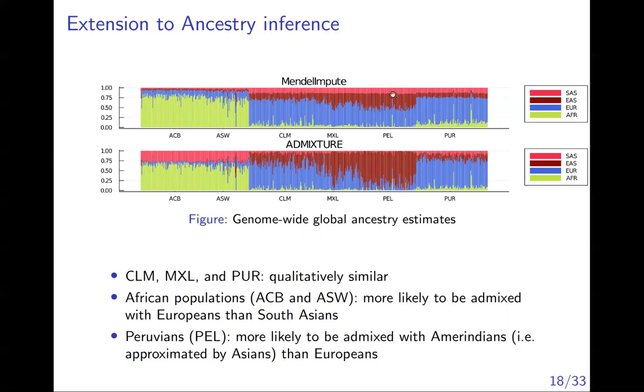But also for here, for the Peruvians, it turns out Admixture was a lot more accurate because Peruvians do have about 50 to 90% Amerindian. So why is there a discrepancy? It requires more studies. This is just an illustration. So that was the final result. Are there any questions?